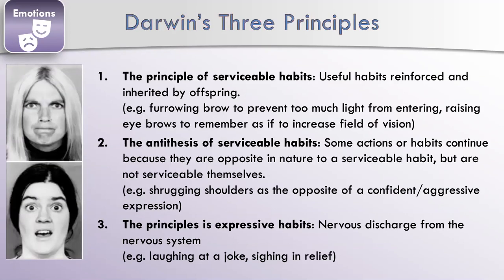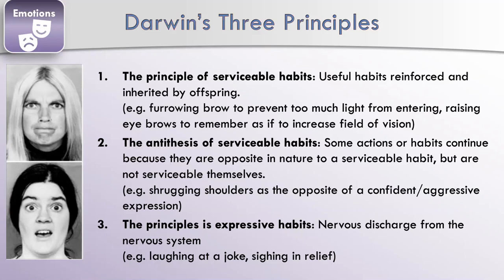Charles Darwin thought about this, and he actually expressed some of the things that we've already mentioned. He wrote an entire book on emotions. He was fascinated by emotions in humans and animals. And so he thought that maybe there was a principle of serviceable habits. For example, frowning might prevent light from entering, or raising your eyebrows might increase field of vision. So surprise might be a good habit for when something shocking happens, to be able to see more of your environment.